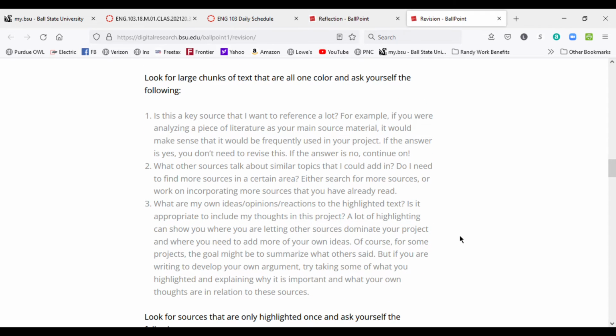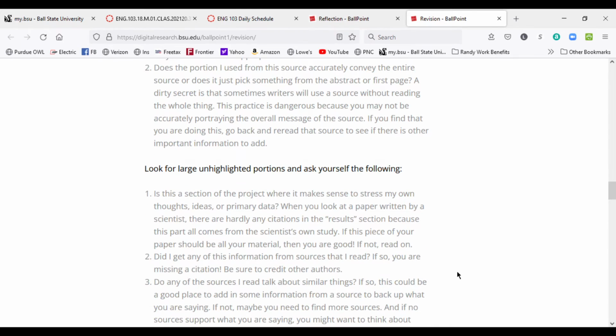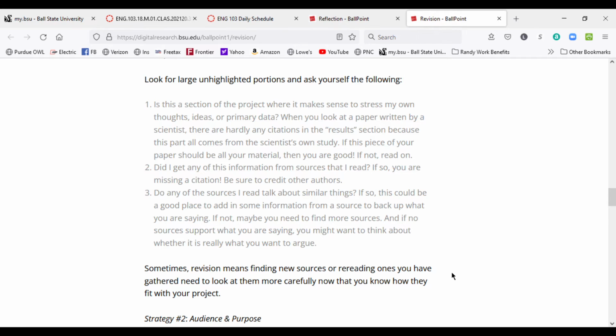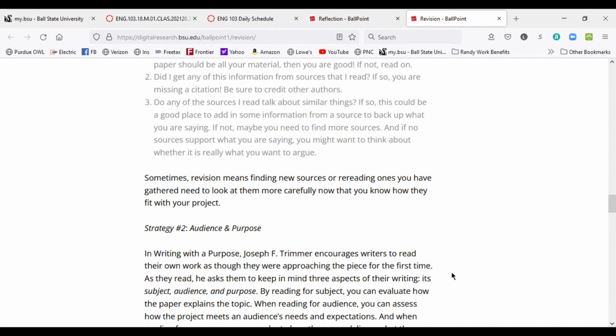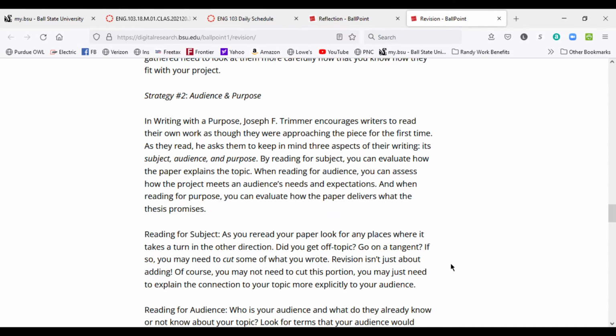Ask yourself these questions. Look for sources that are only highlighted once. This will come in handy for our next paper, maybe not so much for your literacy narrative. I'm trying to get you guys thinking about that and reading ahead, so we don't have so much dumped on us during that second paper. Audience and purpose, we've talked a lot about that already. We want to be thinking about our audience and the purpose of our paper.